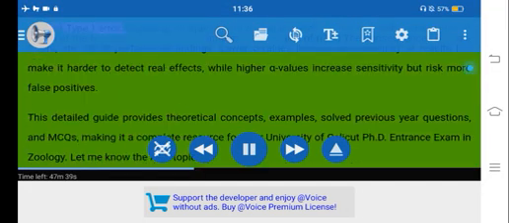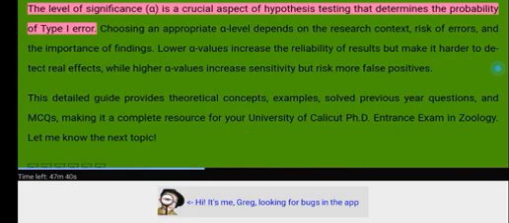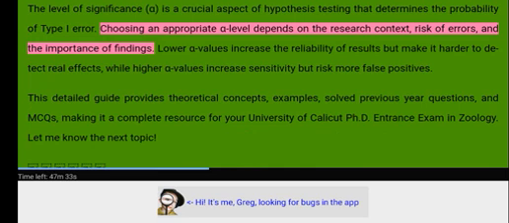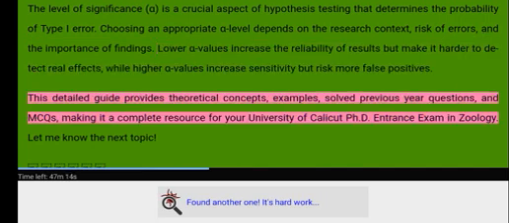Conclusion. Level of significance alpha is a crucial aspect of hypothesis testing that determines the probability of type 1 error. Choosing an appropriate alpha level depends on the research context, risk of errors, and the importance of findings. Lower alpha values increase the reliability of results but make it harder to detect real effects, while higher alpha values increase sensitivity but risk more false positives.